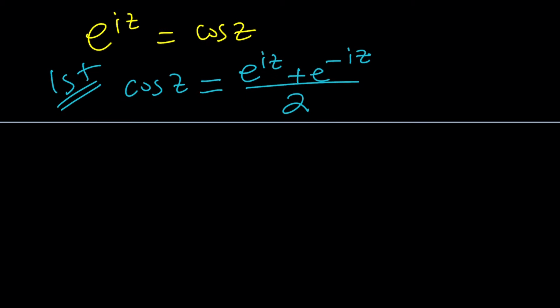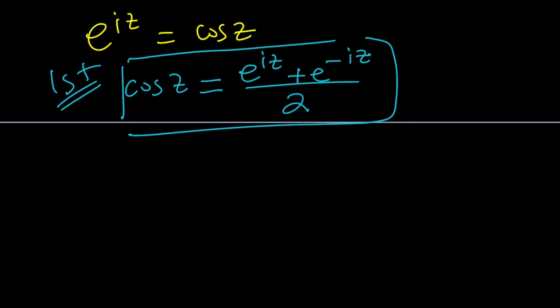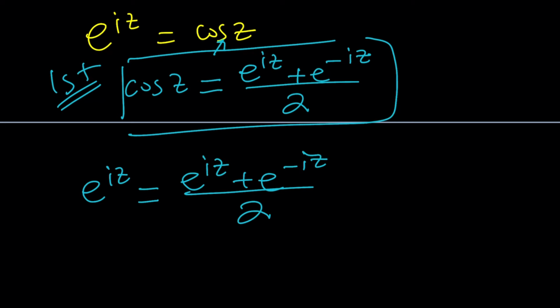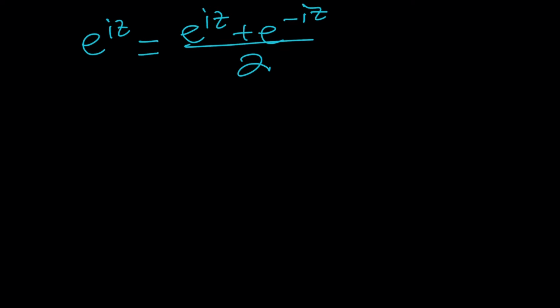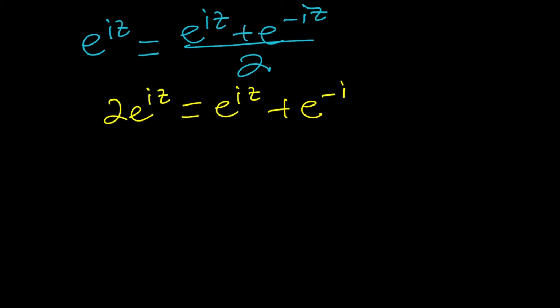I have this for the right hand side, and the left hand side is going to stay the same. e to the iz is equal to e to the iz plus e to the negative iz divided by 2. This is really nice because this kind of takes the trigonometric problem from trigonometry to another realm, right? Which is the exponential. Nice. Everything is of the same kind. We can go ahead and cross multiply here. 2e to the power iz equals e to the iz plus e to the negative iz.